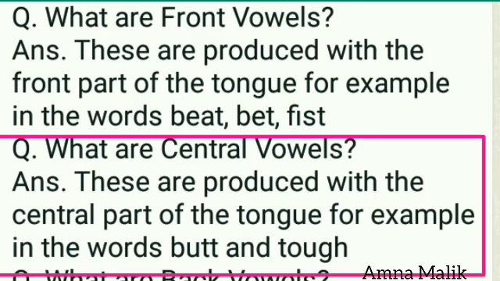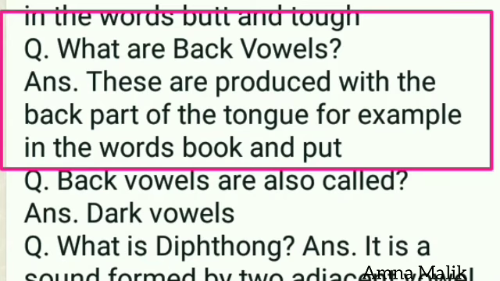Question. What are central vowels? Answer. These are produced with the central part of the tongue. For example, in the words but and tough. Question. What are back vowels? Answer. These are produced with the back part of the tongue. For example, in the words book and put.